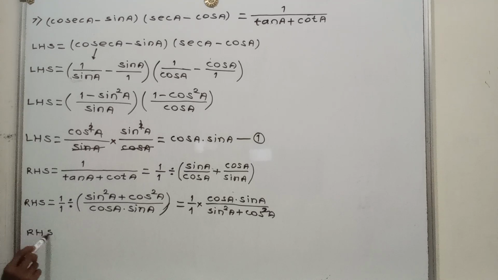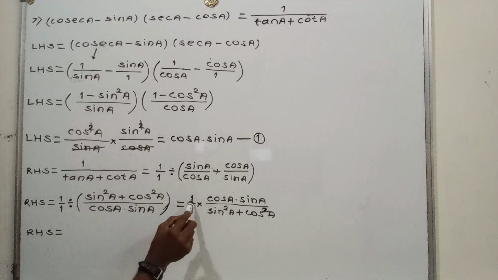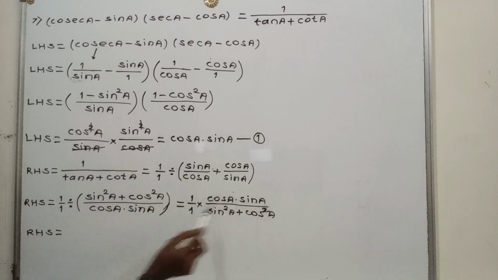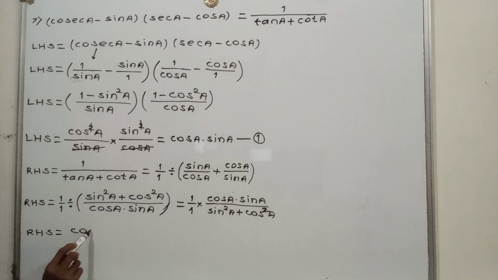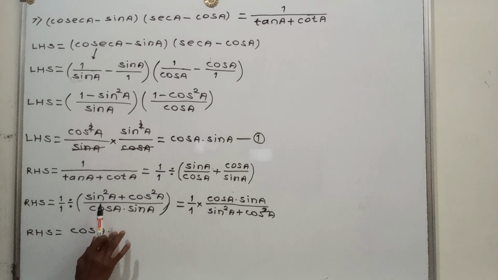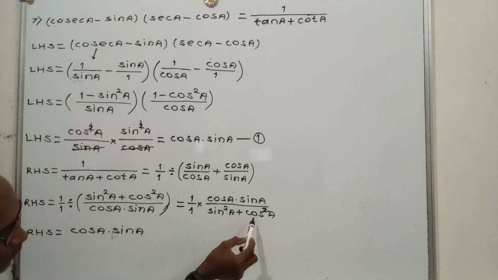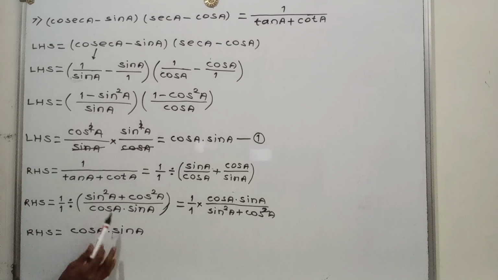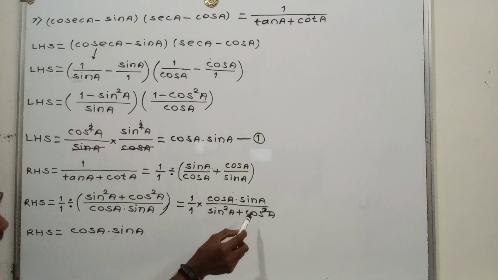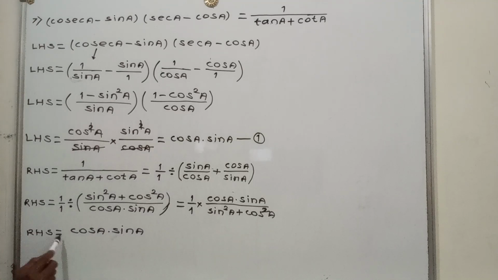Therefore, RHS is equal to, see, 1 into any number, then that number, means cos A into sin A, cos A into sin A upon 1 into sin square A plus cos square A, means 1. Sin square A plus cos square A means 1. Therefore, RHS is equal to cos A into sin A. This is equation number 2.